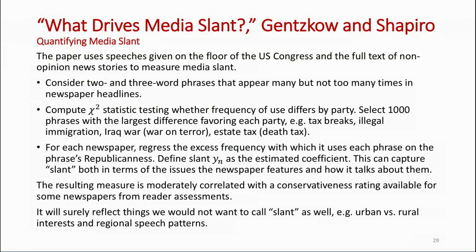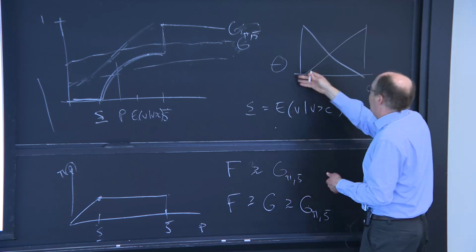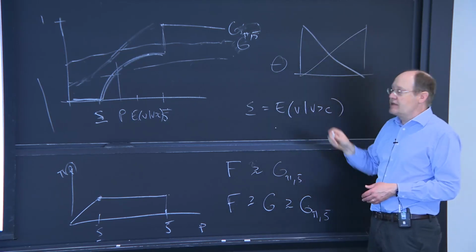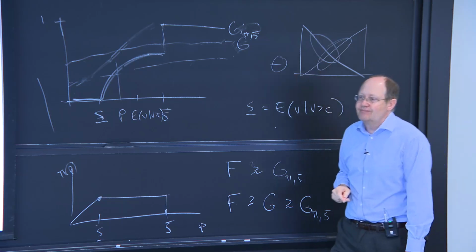If it's using almost exclusively Democratic phrases, so if the distribution looks like this, it's going to be a very left-skewed newspaper. If the distribution of phrases looks like that, it's going to be a very right-skewed newspaper. They measure the skew by the slope of those estimated lines.